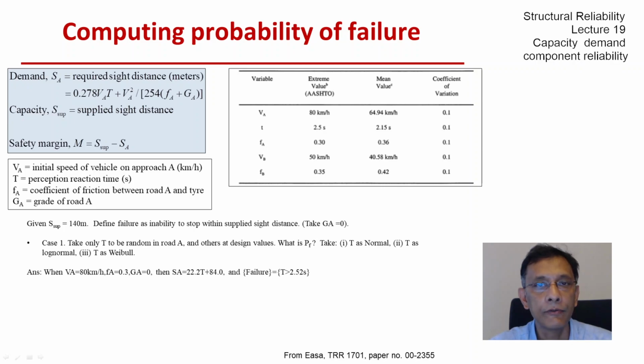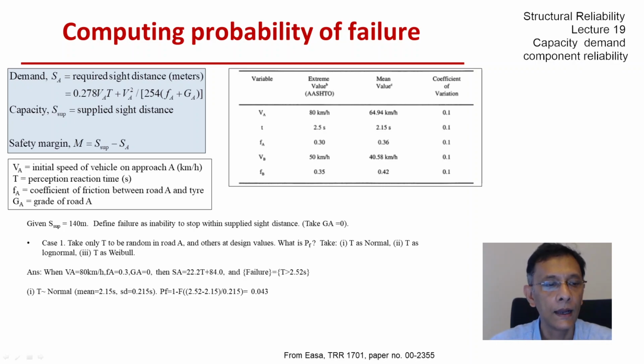When we fix the non-random parameters at their design values, we get a limit state failure as t greater than 2.52. So here failure is written in an inverse form. Typically we have g less than 0, but here t is greater than 2.52. So you can think of it as 2.52 minus t would be our limit state function. Anyway, so when t is normal, we can solve it, and the answer comes to something like 4.3%.